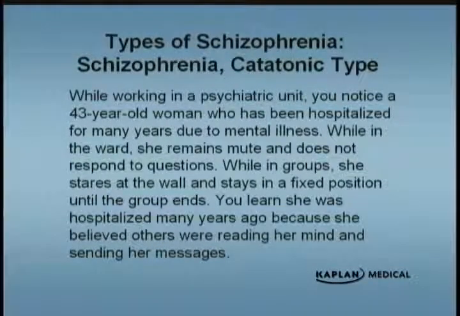While working in a psychiatric unit, you notice a 43-year-old woman who's been hospitalized for many years due to mental illness. While in the ward, she remains mute and does not respond to questions. While in groups, she stares at the wall and stays in a fixed position until the group ends. You learn she was hospitalized many years ago because she believed others were reading her mind and sending her messages. The main theme of this case is a patient that you notice is staying in a fixed position. This, of course, is the psychomotor disturbances that you find in patients who have schizophrenia catatonic type.